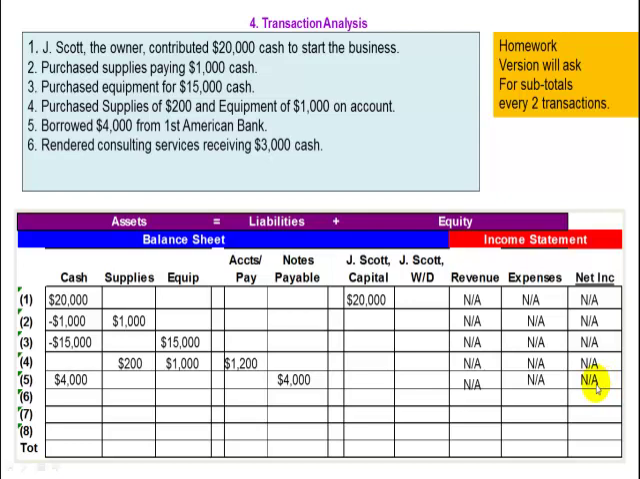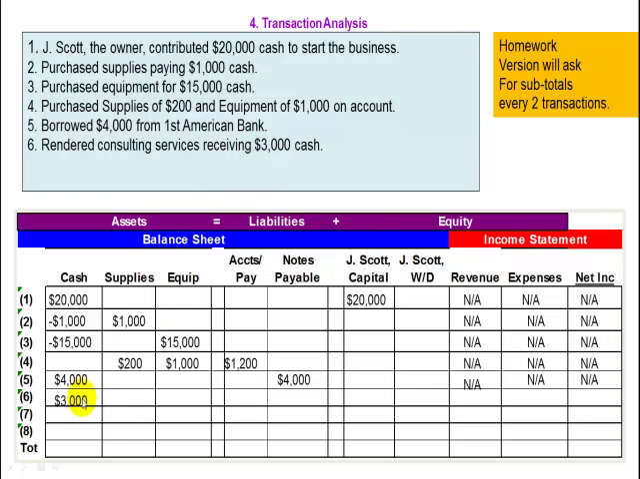Number 6, we rendered consulting services and we received $3,000 cash. This is why we're in business. You go into business to make some money, and you got to have customers. And this is what we did. We have a customer now that we've done some consulting services for, and they immediately paid us $3,000 cash.